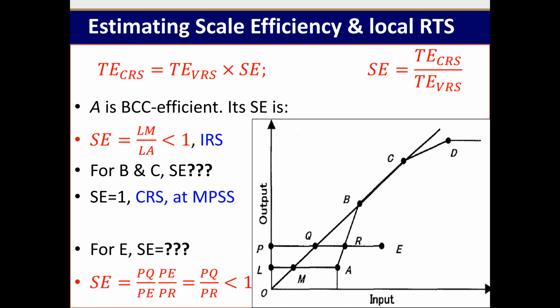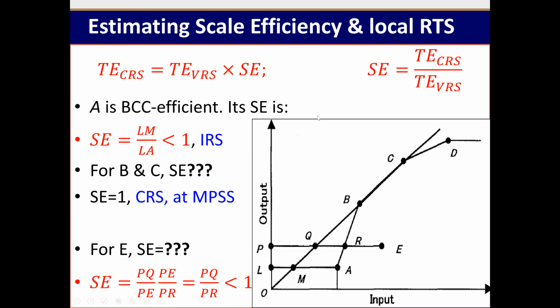So you will notice that the E is also increasing returns. So all the firms that are located at this section are exhibiting increasing returns to scale. And then all the firms located at that section are exhibiting decreasing returns to scale. But to note, this is dependent on the orientation we are using. I'll come back to that point because it's very important. The orientation can change your answer.